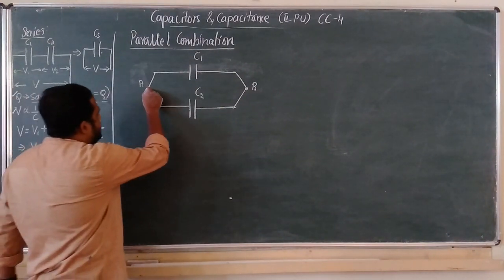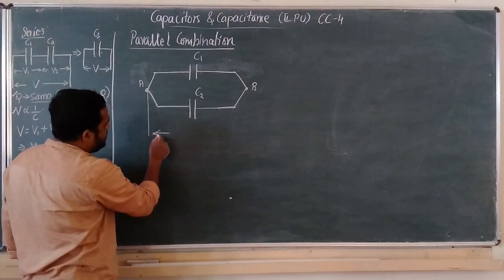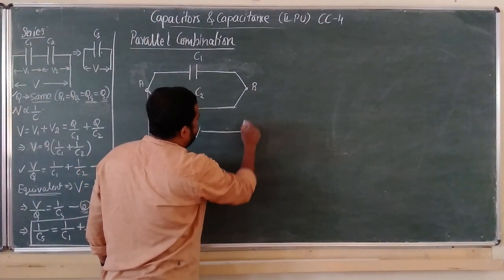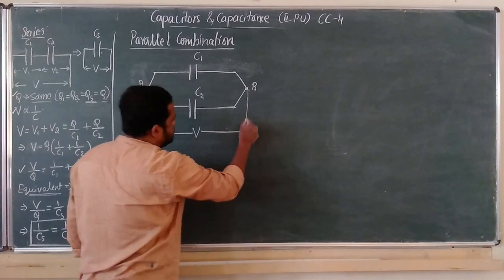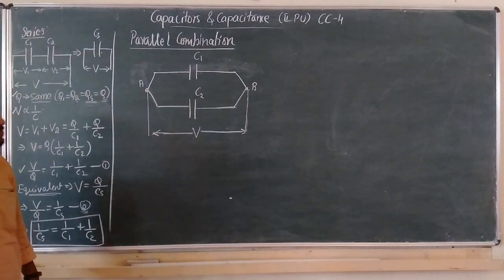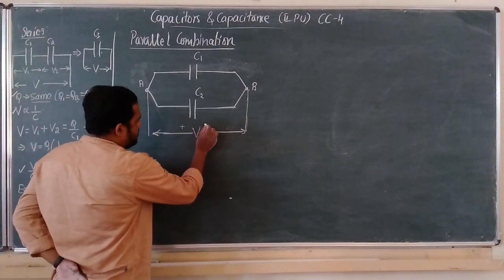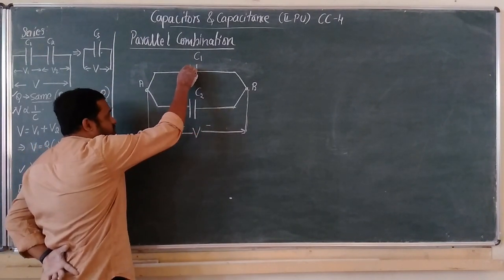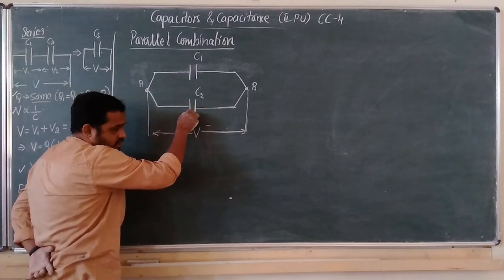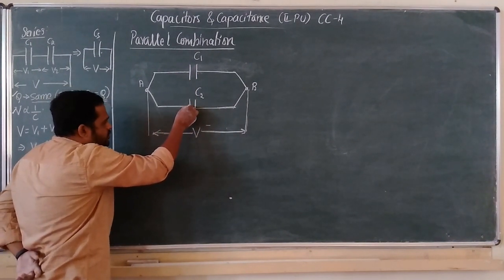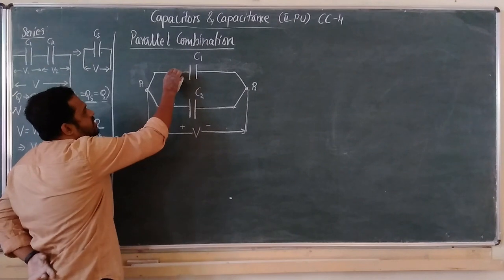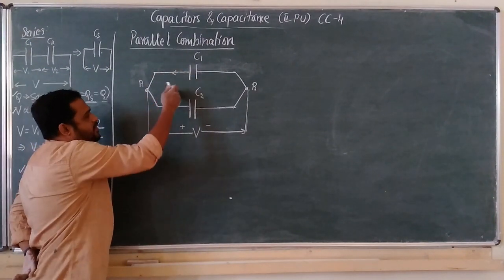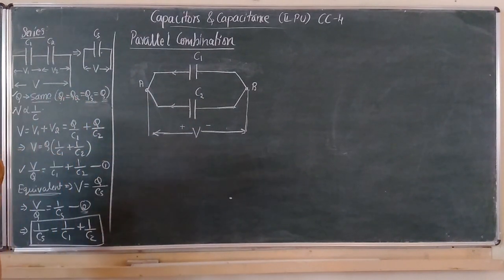Now if you apply a potential difference of V volt across the combination, remember this condition, with this as the positive terminal and this as the negative terminal of the battery, this capacitor gets charged, and this capacitor also gets charged. That means there will be a flow of charge in this path as well as in this path. If there are three capacitors, then three different paths will be available for the flow of charge.